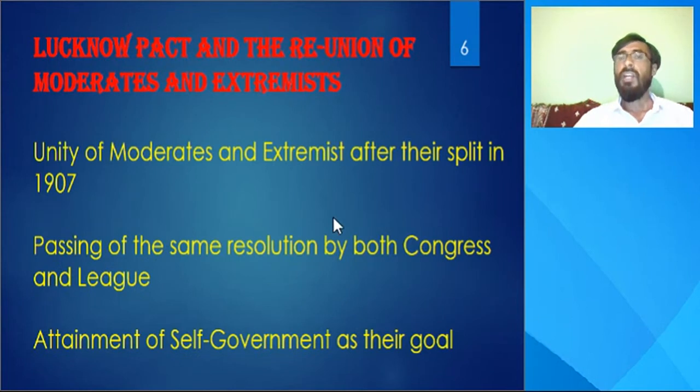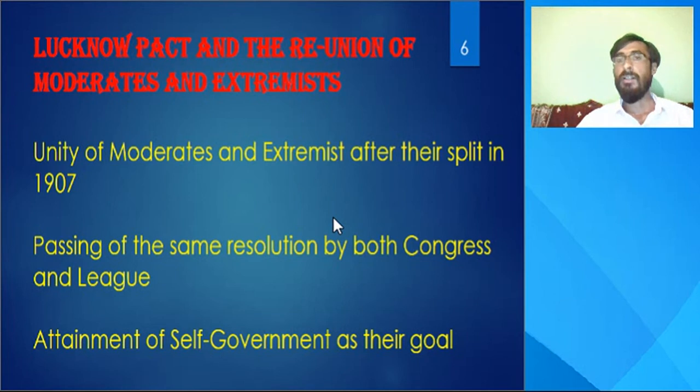Then another most important factor which forced the British government to think in terms of some reform was the Lucknow Pact and the reunion of moderates and extremists. Moderates and extremists were split in 1907 and they got united in 1916 once again. This was to the great disliking of the British because they wanted division among the nationalist circles.